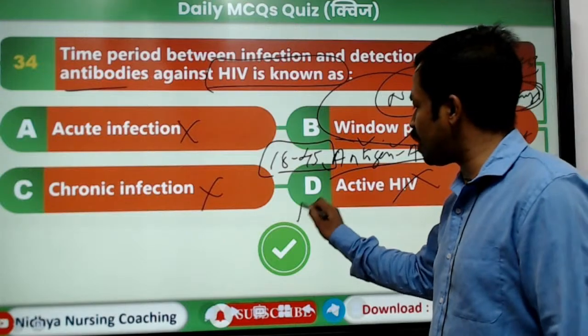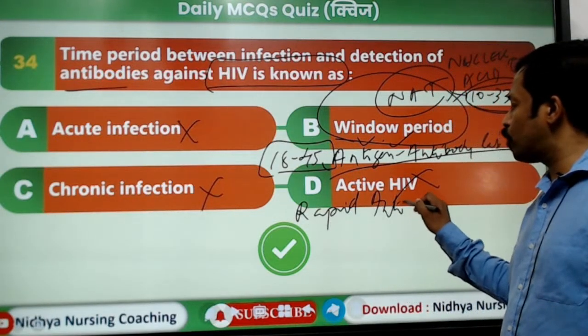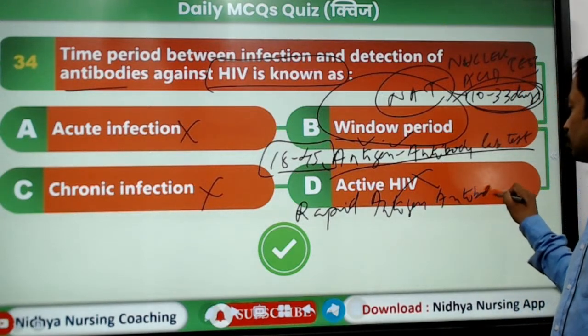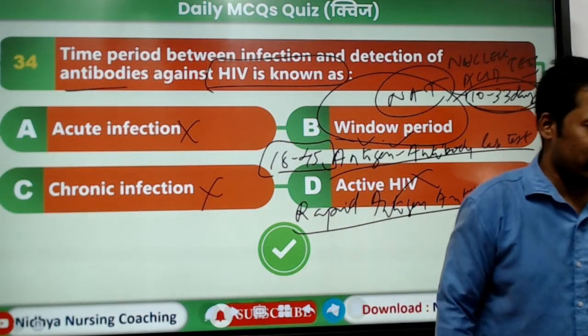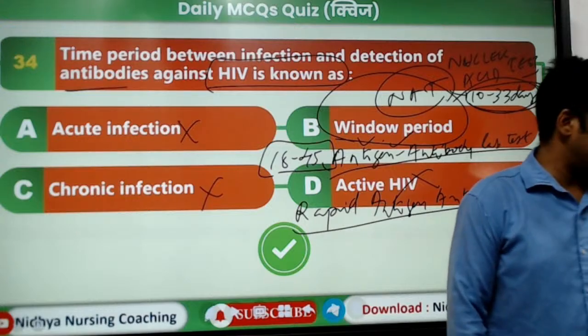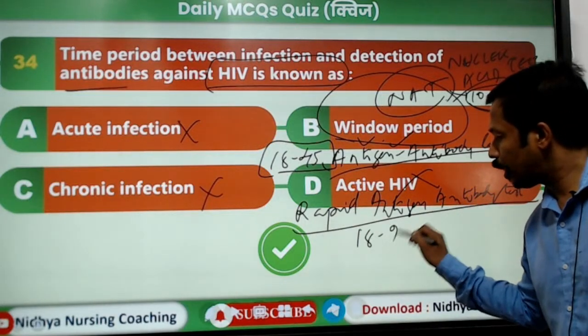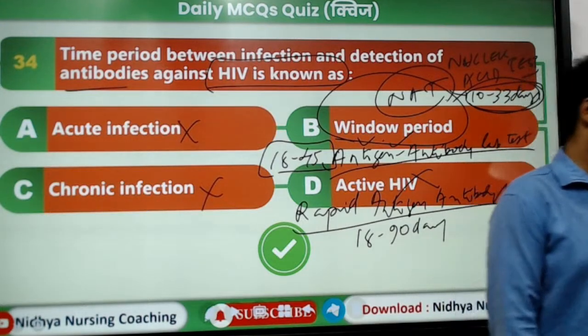Rapid antigen antibody test. The window period is 18 to 90 days.